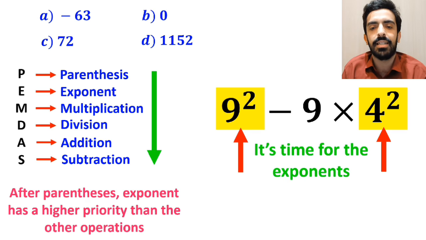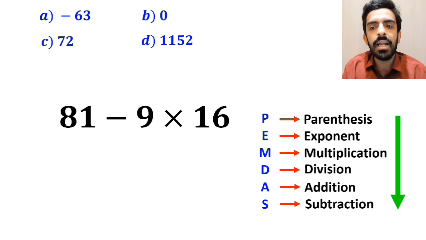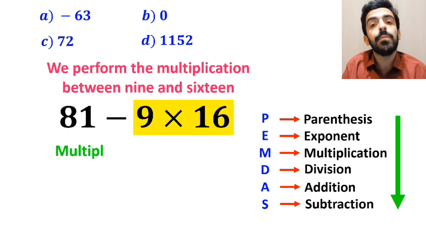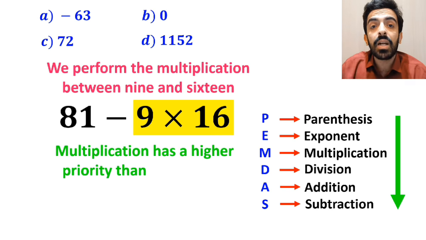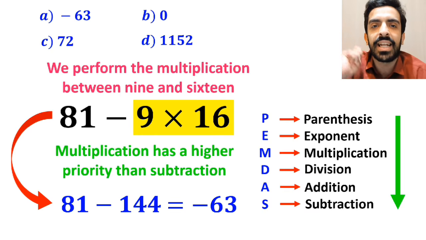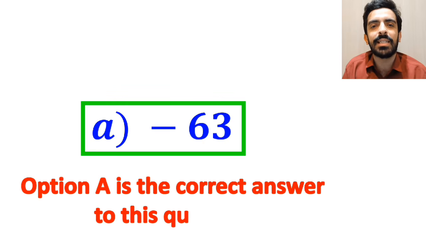Now, it's time for the exponents because after parentheses, exponent has a higher priority than the other operations. So, we write this expression as 81 minus 9 multiplied by 16. And the final step, we perform the multiplication between 9 and 16 because multiplication has a higher priority than subtraction. And this expression becomes 81 minus 144, which finally gives us the answer negative 63. Therefore, option A is the correct answer to this question.